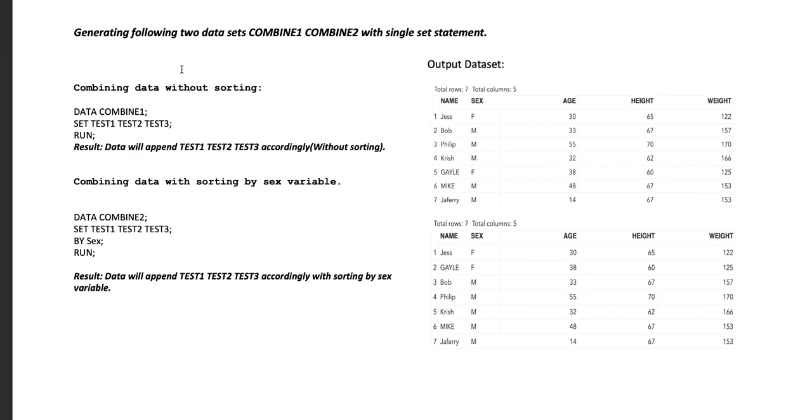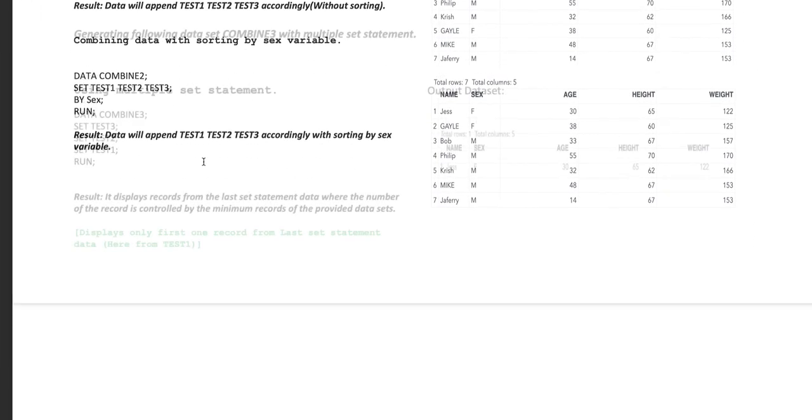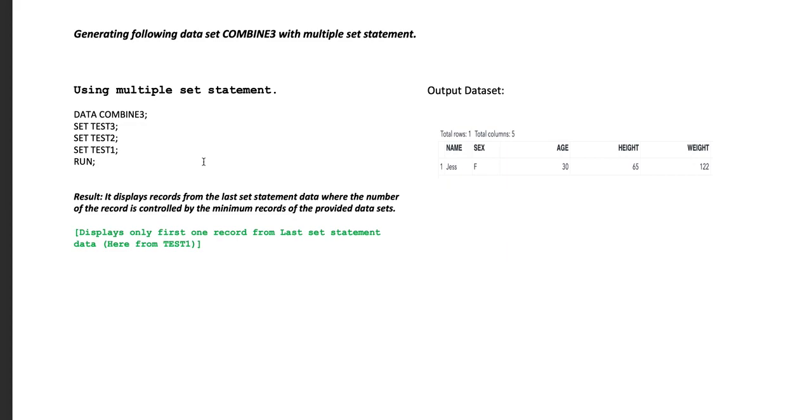Now, the multiple one. The last one is using multiple set statements. What will happen if we use multiple set statements? There is a data combine 3, set test 3, set test 2, set test 1, and run. When we run this program, the result is completely different.